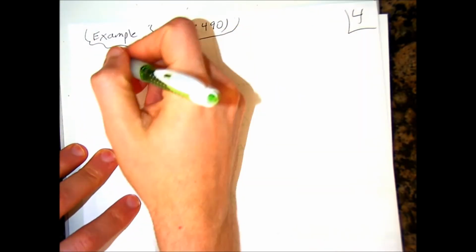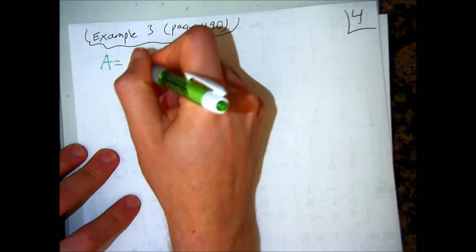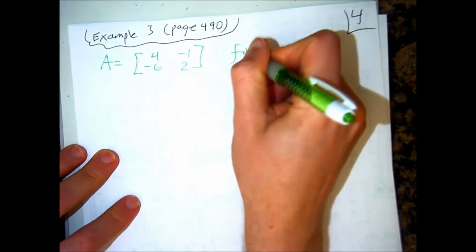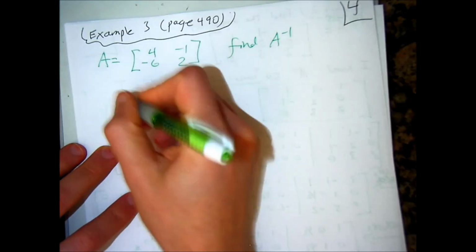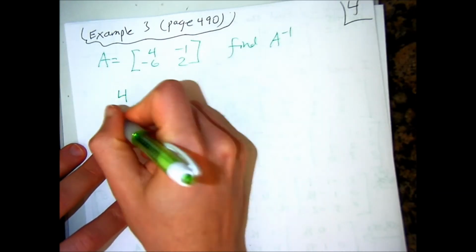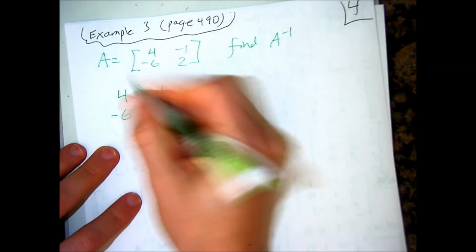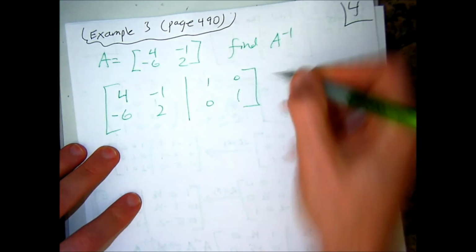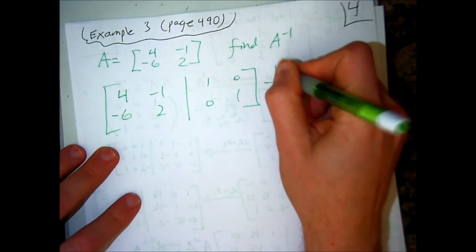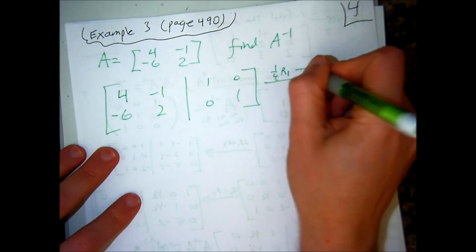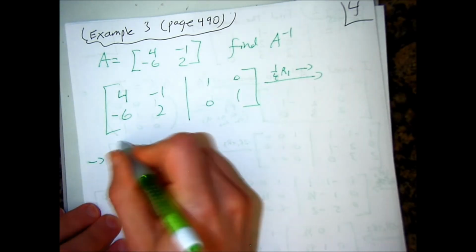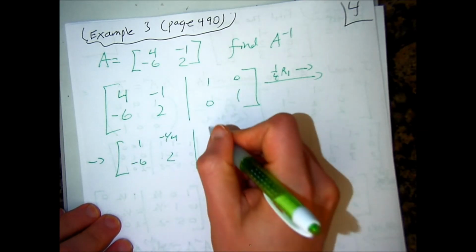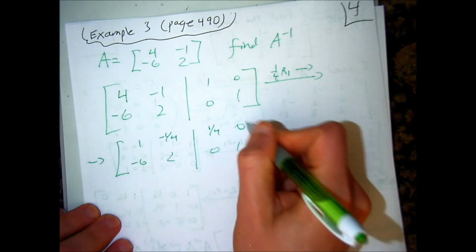Okay, so example 3. We have A equal to 4, -6, -1, and 2, and we want to find A inverse. Let's do the same thing again. 4, -6, -1, and 2, and then we write over here 1, 0, 0, 1. Let us multiply the first row by a fourth and see what we get. We get 1, -1 fourth, -6 and 2, and on the other side we get 1/4, 0, 0, 1.